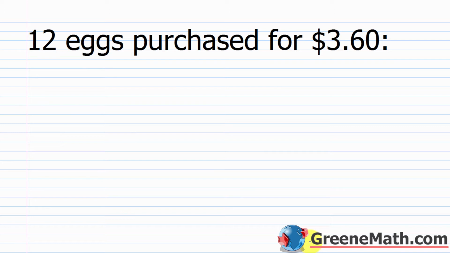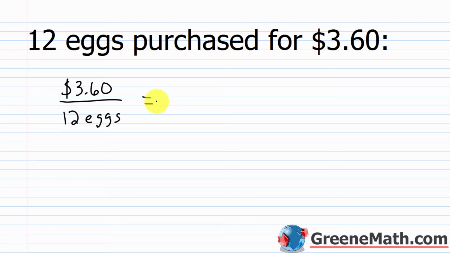So 12 eggs purchased for $3.60. So I can put $3.60 in the numerator, and I can put per 12 eggs in the denominator. And what I'll do is I'll divide this $3.60, or just 3.60, by 12, and I'm going to get a unit rate, which is a cost per one egg.